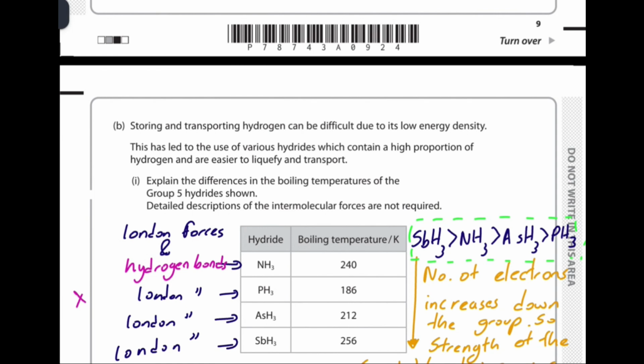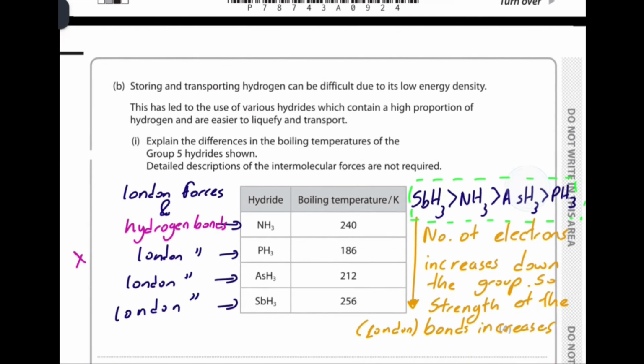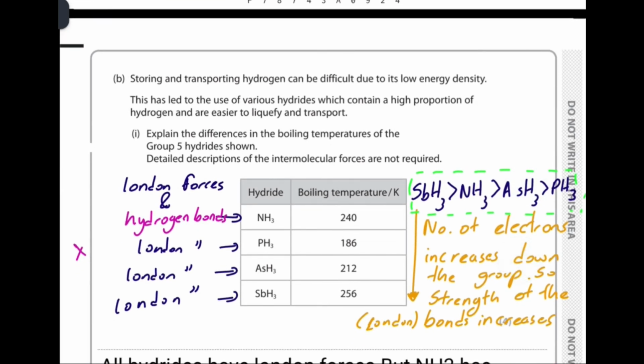Okay, part B. Storing and transporting hydrogen can be difficult due to its low energy density. This has led to the use of various hydrides which contain a high proportion of hydrogen and are easier to liquefy and transport. Explain the differences in the boiling temperature of the group 5 hydrides shown. Detailed descriptions of the intermolecular forces are not required.